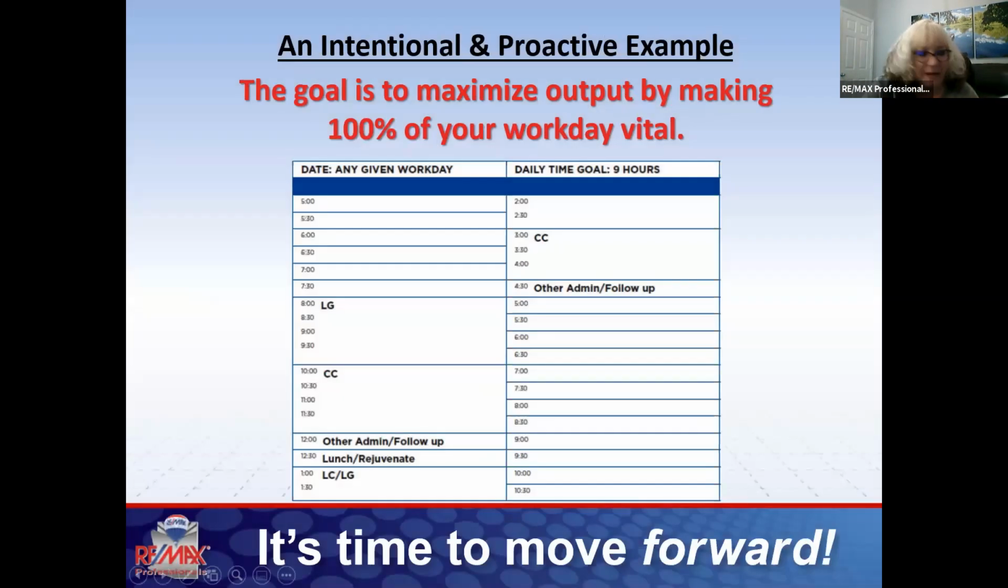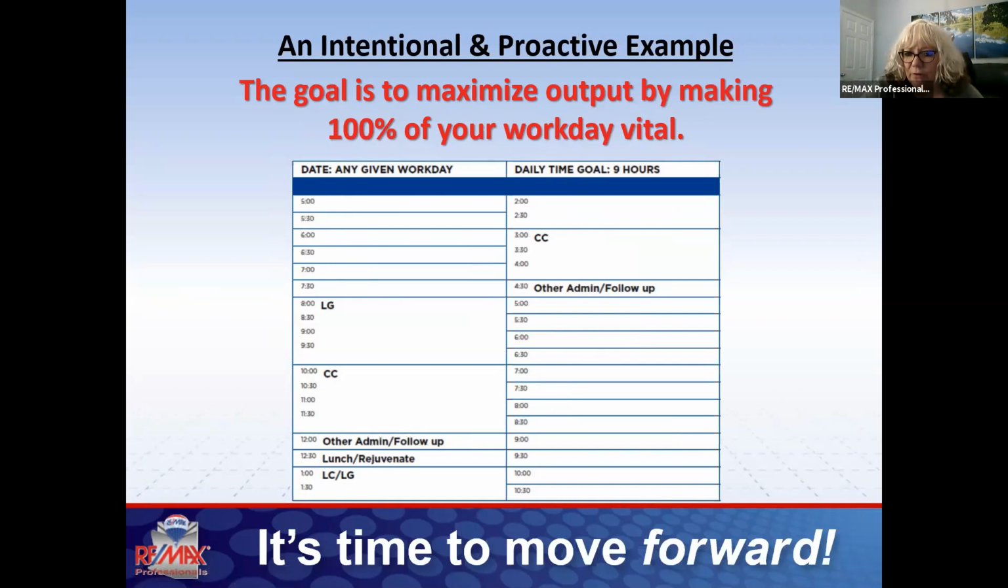All right, so here's an example up here of proactive and intentional time blocking. You can see lead gen, and then client care, other admin follow-up, lunchtime rejuvenate, and then we have lead gen, lead conversion down here, and then other follow-up stuff. So start your day out. If you're going to work out or you have your miracle hour that you're working on, put that in there too. You want to put in other big rocks as well.